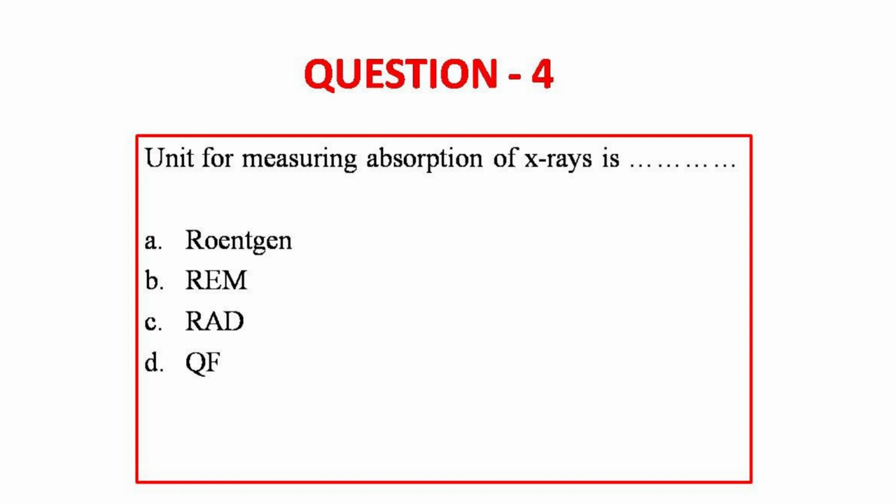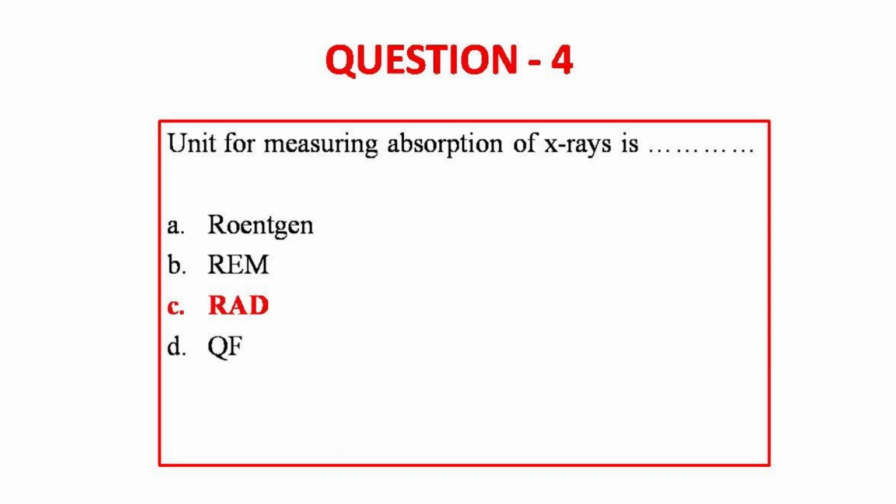So moving on to question number 4. Unit for measuring absorption of X-rays is, they've given us 4 options, and the answer is RAD, that is the rad. So what is rad? Rad is nothing but the radiation absorbed dose. That is called as rad.